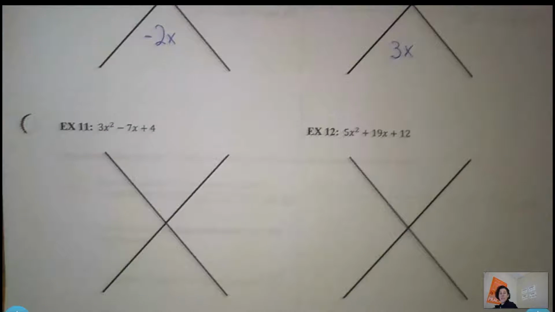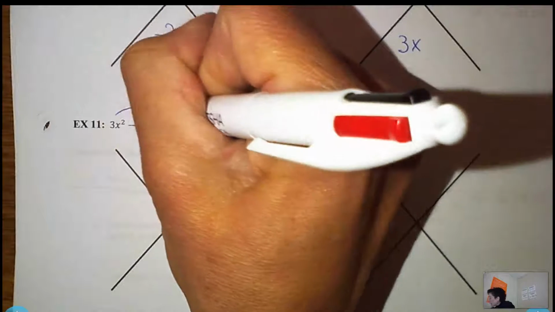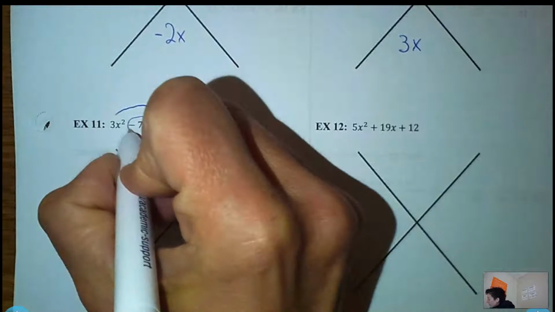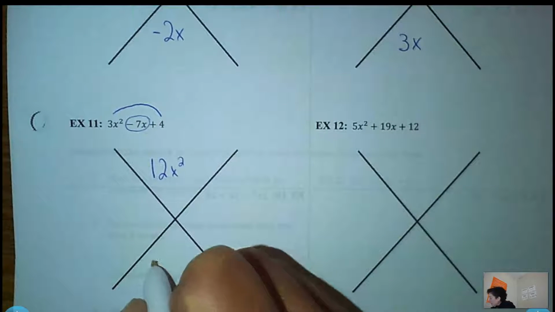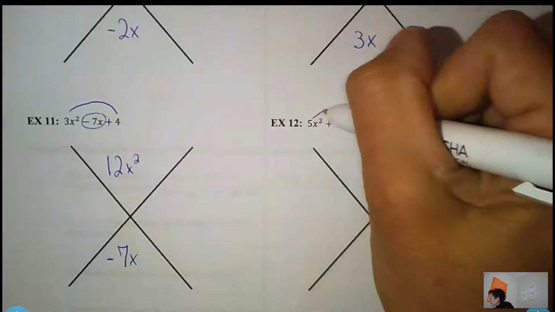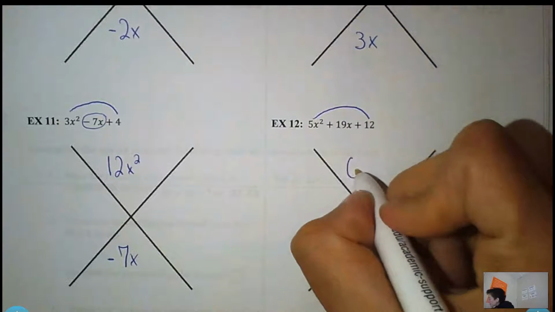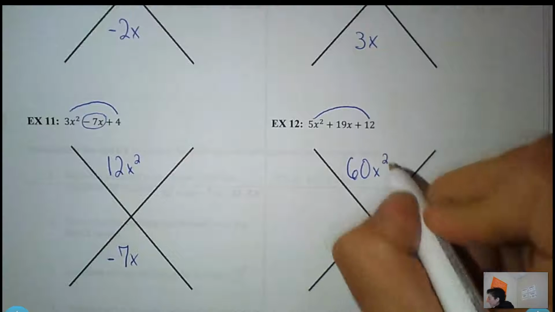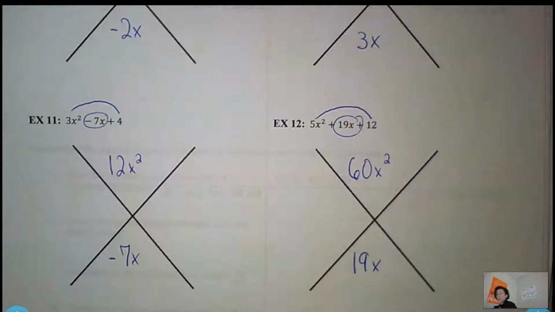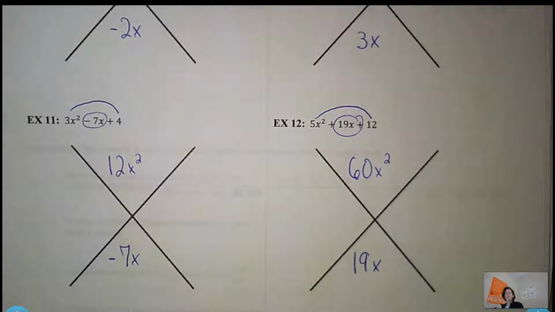Let's again try these two. Multiply these, 12x squared, circle that, that goes in the bottom. So all three terms help you make up this X. And then the last set, multiply those. And then the middle goes in the bottom. So that's the first part.